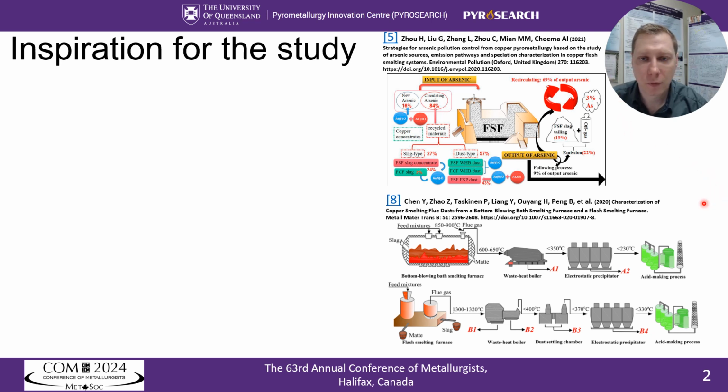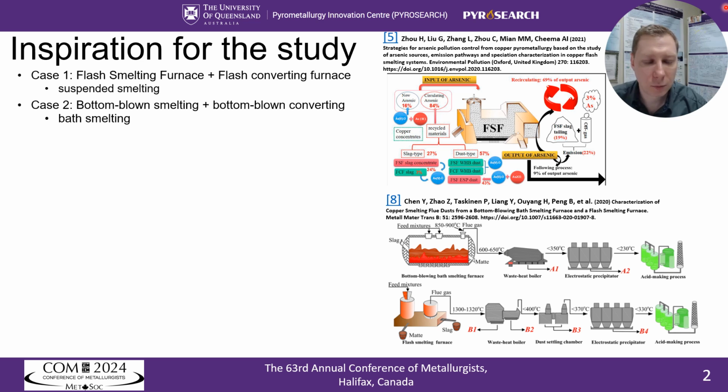The second provides in-depth analysis of mineralogy and composition of flue dusts. It was performed by researchers from Central South University and Aalto University. In the latter study, samples from two copper plants were collected. One used a flash furnace, another a bottom-blown smelting furnace. These represent two main types of modern smelting technology, suspended and bath smelting.